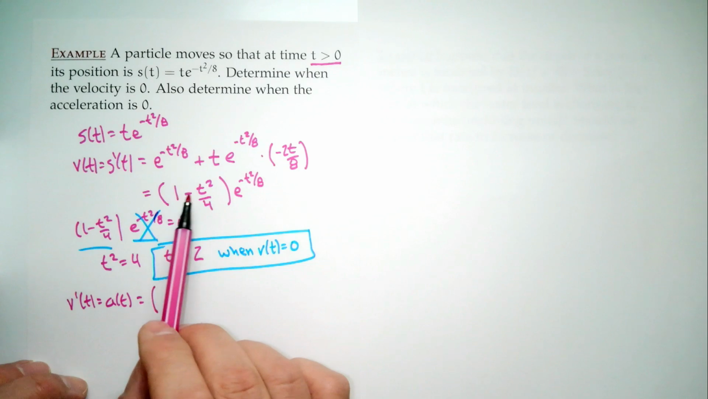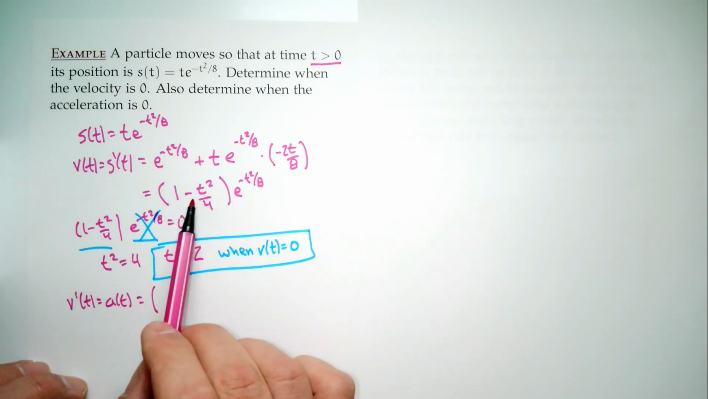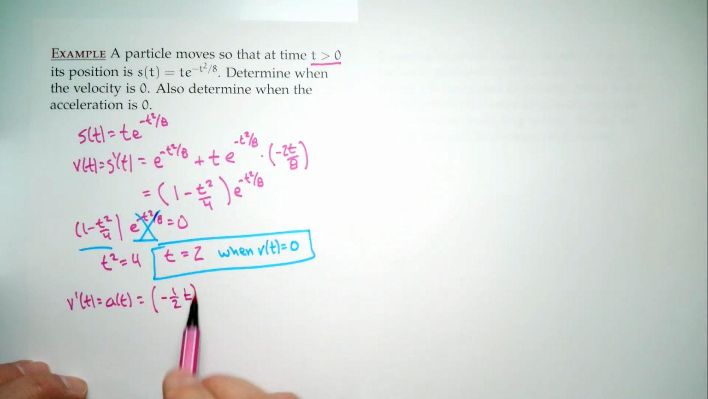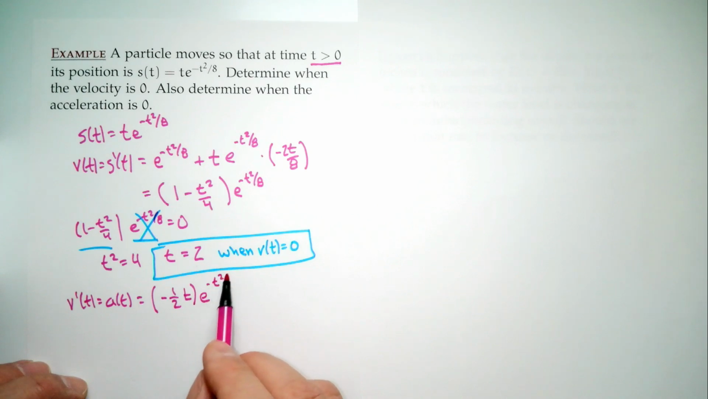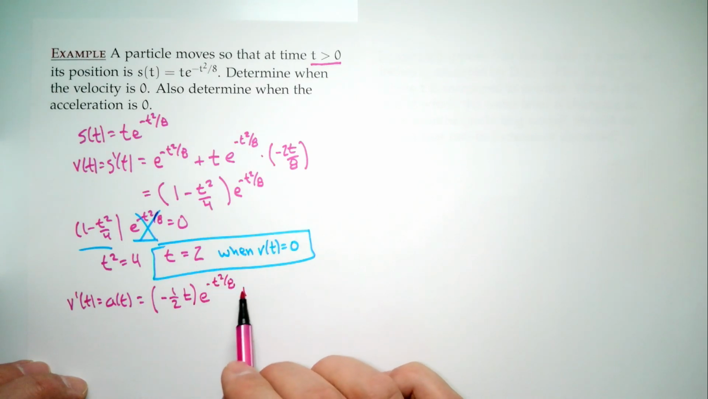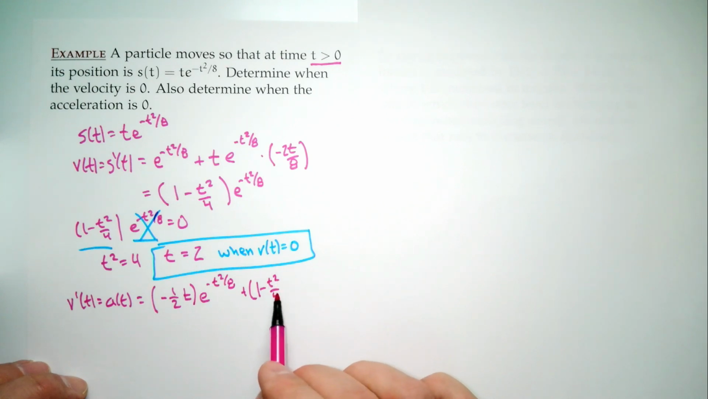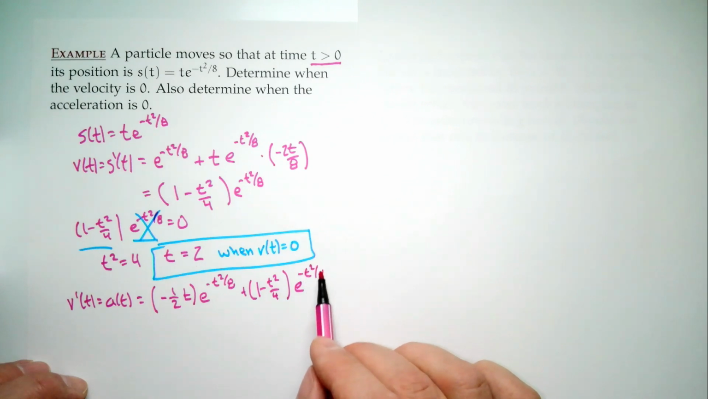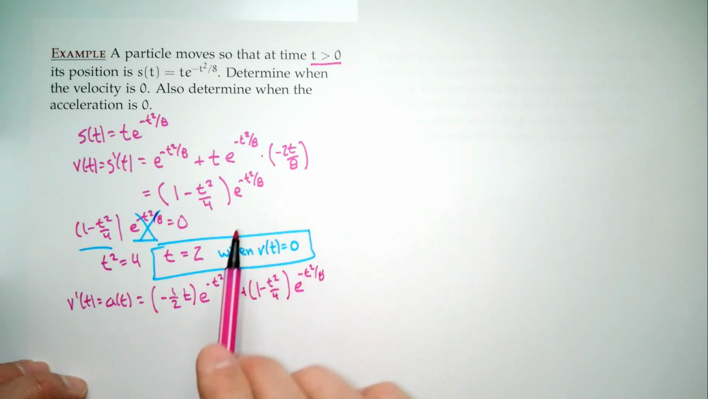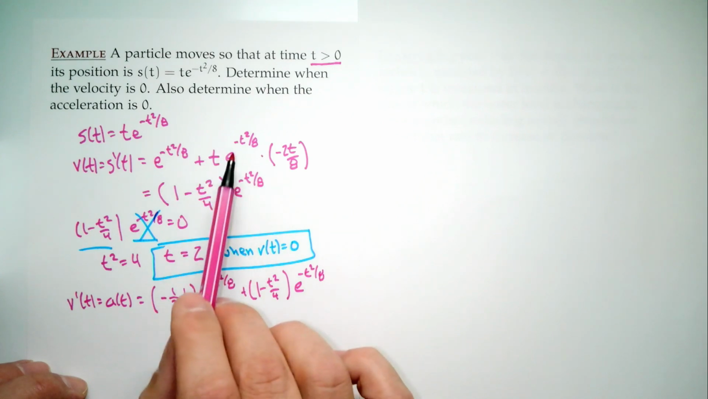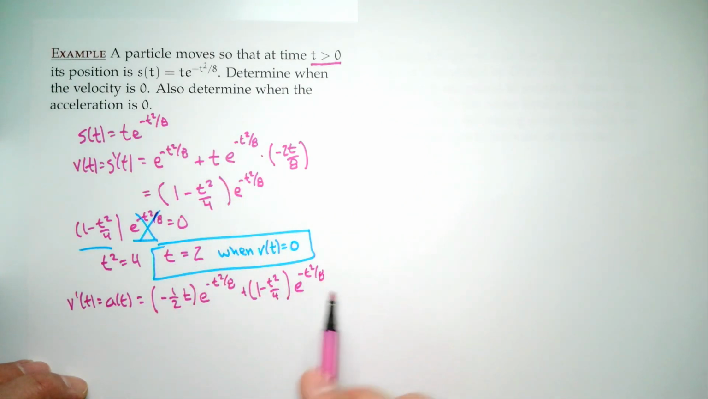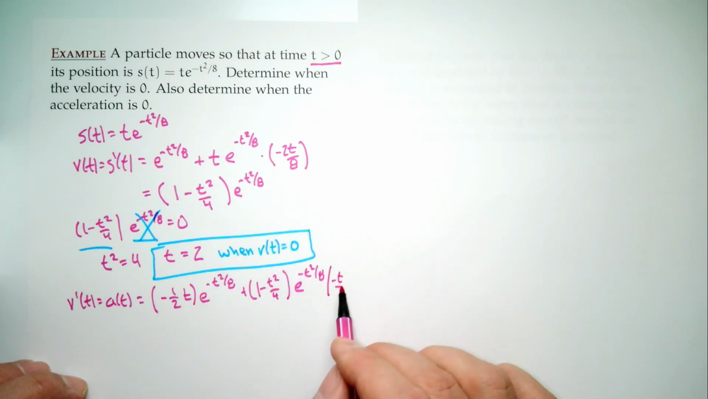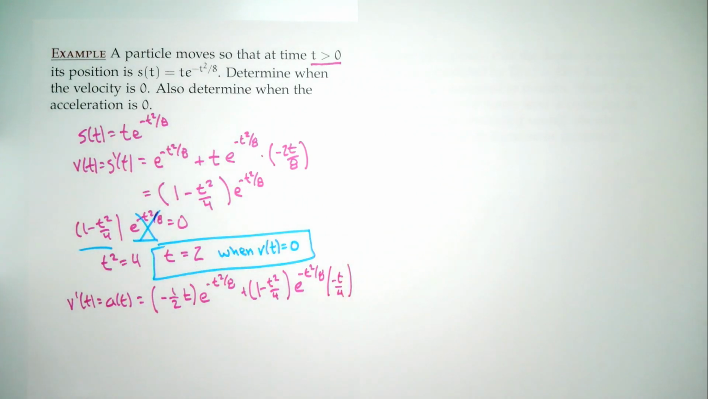The derivative of 1 is 0. It's a constant. The derivative of t squared would be a 2t. So we have a minus 2/4, which is a minus 1/2 times t. Then it's e to the minus t squared over 8. Then we're going to add, leave the first alone, 1 minus t squared over 4, and then times the second, that's e to the minus t squared over 8, times the derivative of minus t squared over 8, using the chain rule, which is the same thing as what we had up here. And I'll simplify it this time. It's minus t over 4.